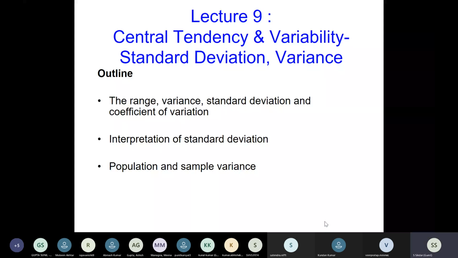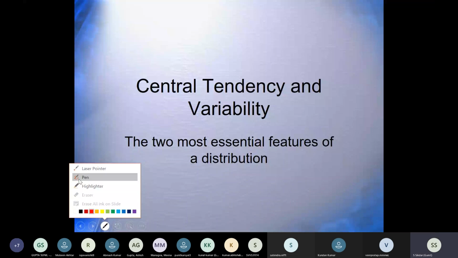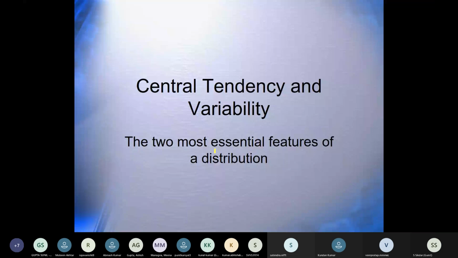Now, this is another second slide. I hope you can see, right? Central tendency and variability, the two most essential features of the distribution. So you can see, right? Hello. Yes, sir. Okay, you can see my highlighter is moving, right?